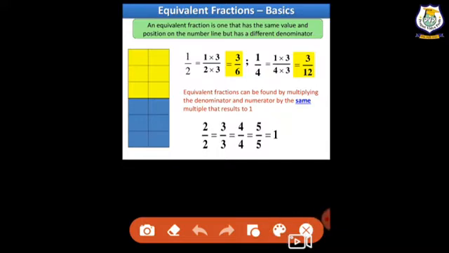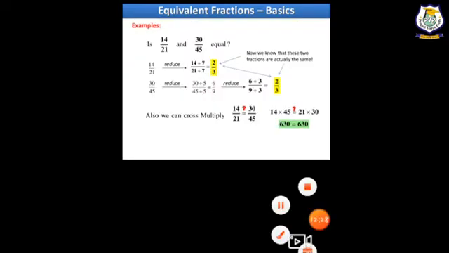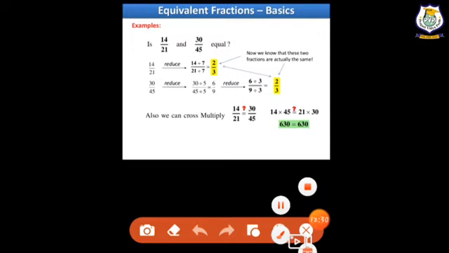Same thing I have told. What we will have to do for making any fraction equivalent, we have to multiply the numerator and denominator with the same number. Right, now we will come to our example. Here we will have to find out if 14 by 21 and 30 by 45 are equal. First you see here the example. Are you able to find out without solving this whether these are equal or not? No. So here we will have to solve it.